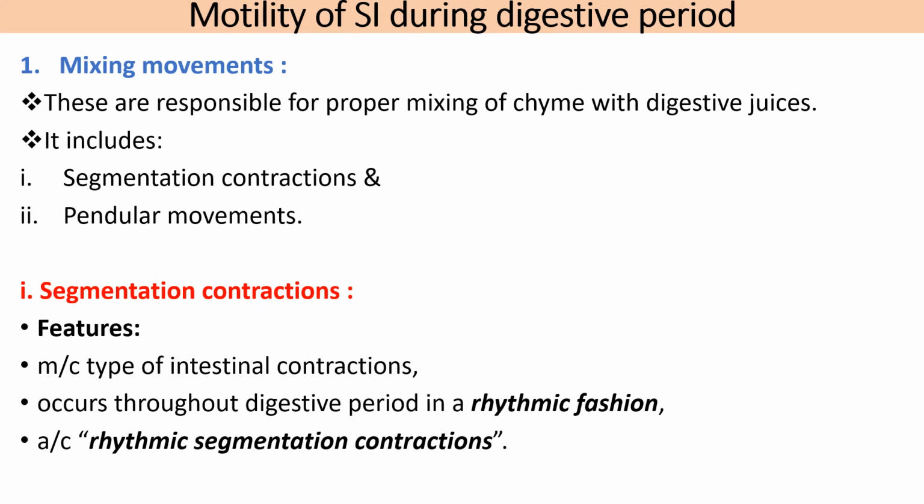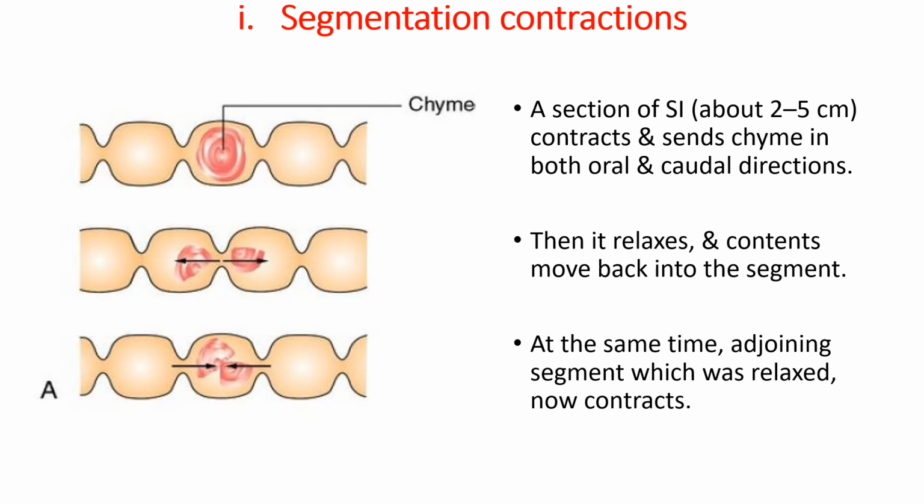The mixing movements are of two types, namely segmentation contractions and pendular movements. The segmentation contractions are the most common type of intestinal contractions that occur when chyme is present in the small intestine. These movements occur in a rhythmic fashion and are also called rhythmic segmentation contractions. Let us understand the mechanism of segmentation contractions.